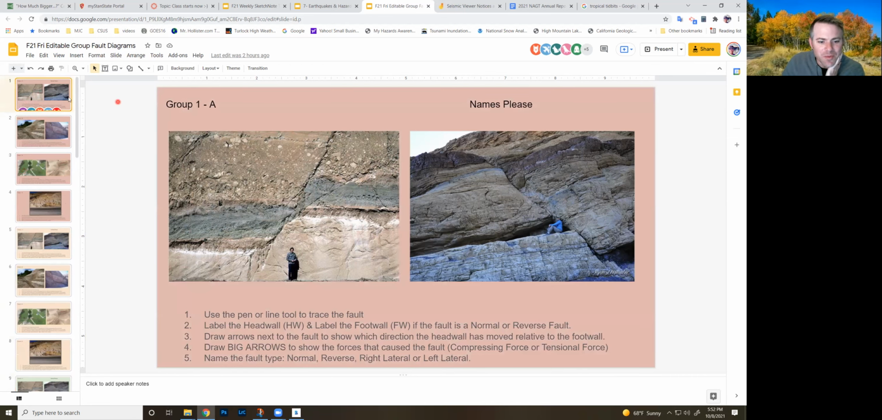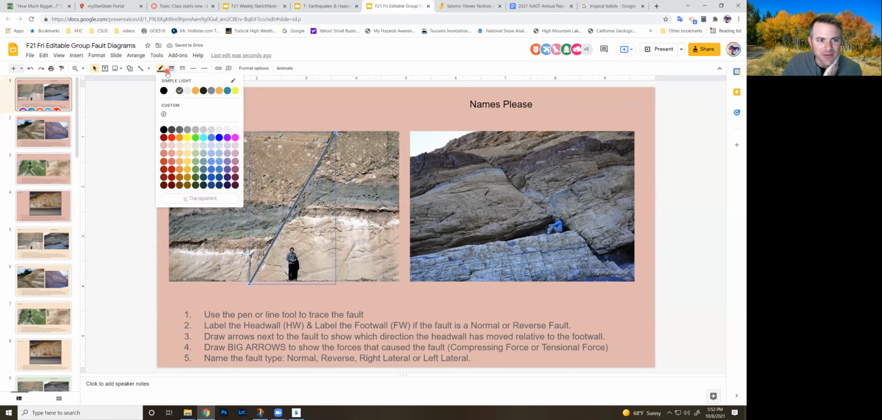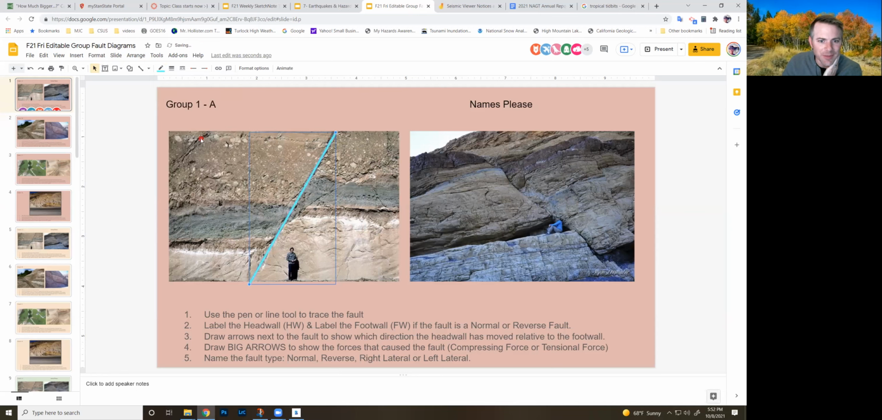And so you're going to get into your groups, and then in the slides here, you're going to use the line tool, as there's no pen tool anymore. You're going to use the line tool to trace the fault in these pictures. So find the fault, and you're just basically going to put a line on it. You can start it at one place and then drag it down, and oh, hey, there's the fault. If you want to make the line bigger, click right up there. You can make it 3 point, 4 point, whatever. If you want to change the color to make it easier to see, you can click on the color thingy and make it whatever color you want. So there's my fault. That's step one.